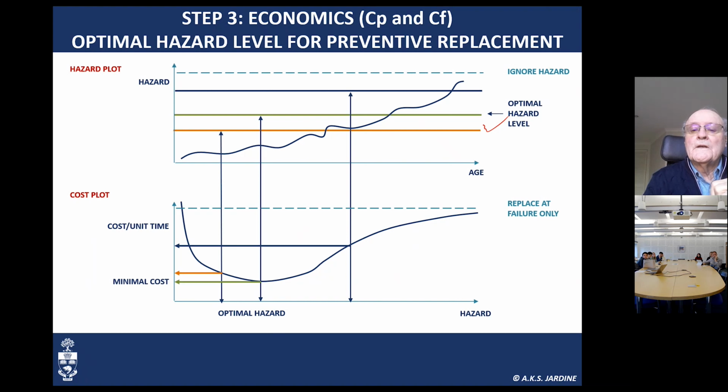There's the optimal hazard. So you now tell the inspector to go ahead and do the inspections, use the hazard model, and once you get to that hazard level, that's the best time to plan to change out the part, because at that time you're at the minimum of the cost function.